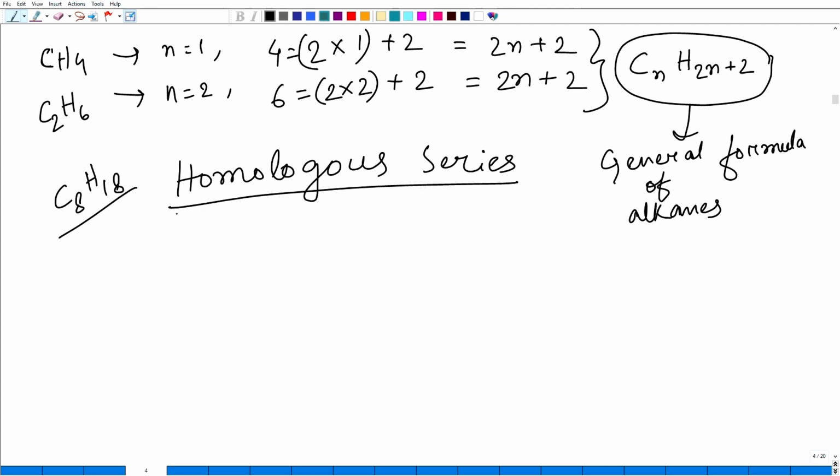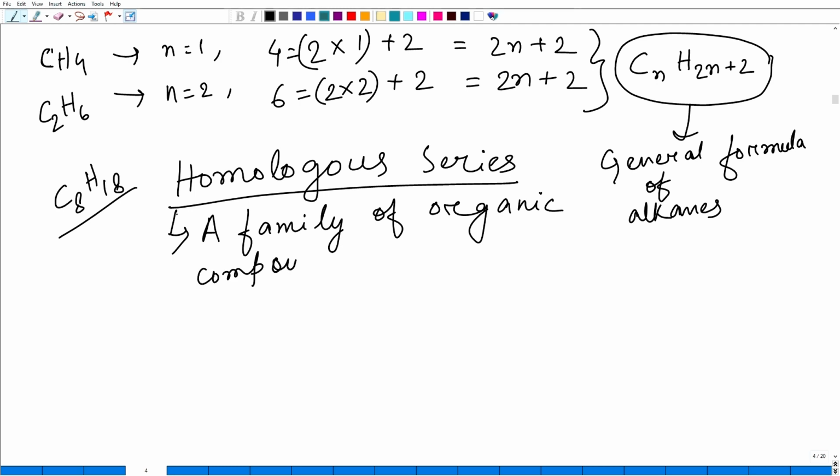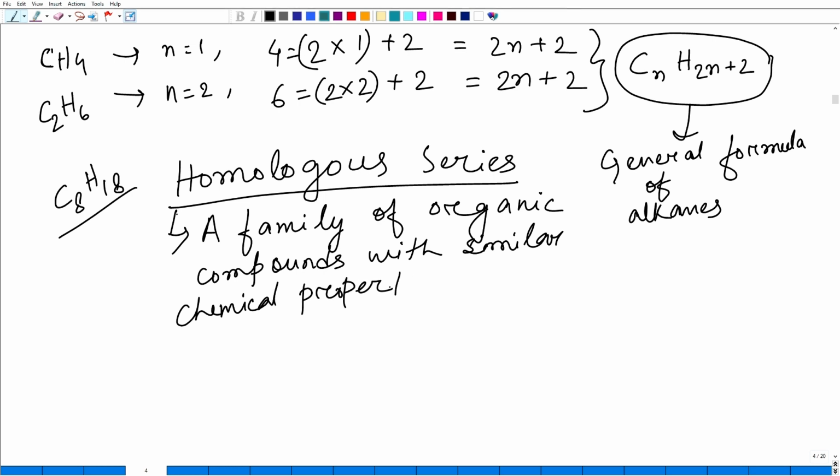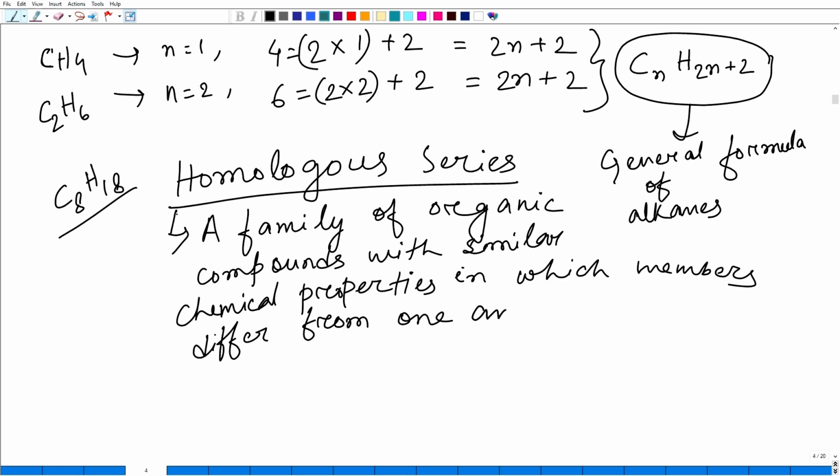Homologous series. So, what is the definition of homologous series? Homologous series can be written as a family of organic compounds with similar chemical properties in which members differ from one another by an additional CH2 group.